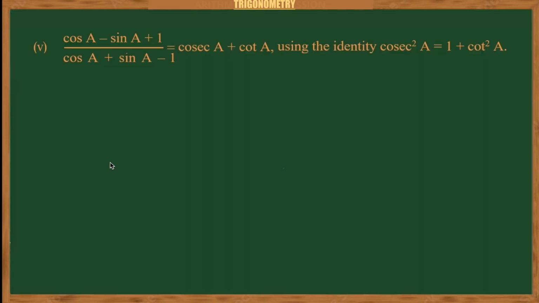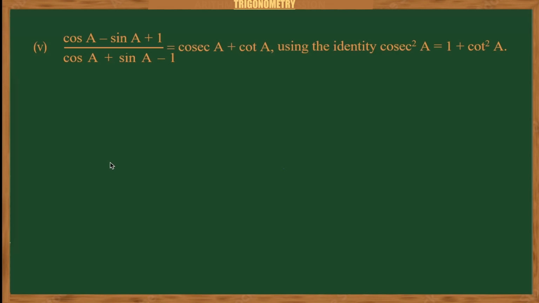Okay, students, let's read the next question. Cosecant A minus sin A plus 1 divided by cos A sin A minus 1. So first we need to see whether we can put in any of the formulas, of which we have three. Second, simplifying by dividing into sine and cos. Third, simplifying the given question.